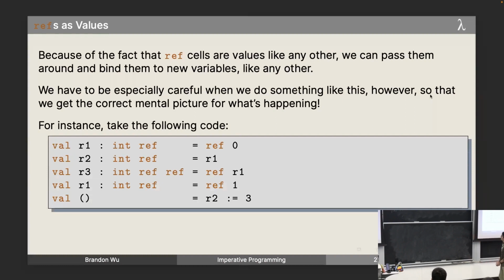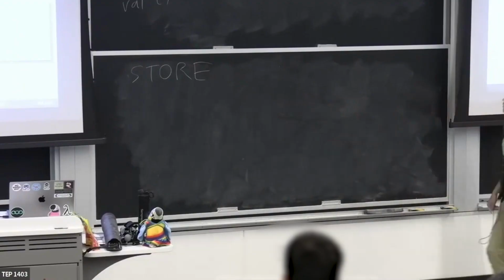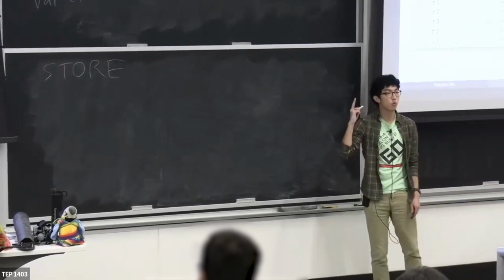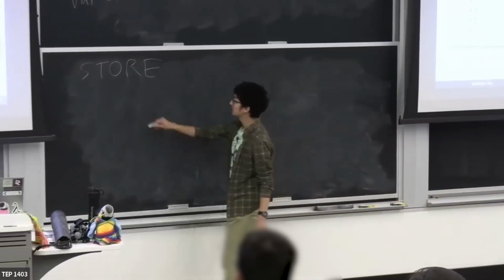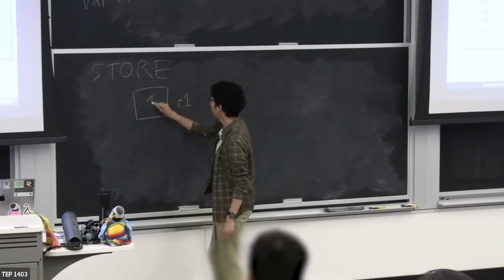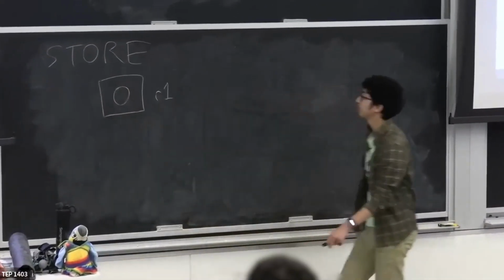Okay. Let's start from the beginning. And what I'm going to do is, as always, draw my store. Okay. First line, I say R1 is equal to ref of 0. So one call to ref, one box, right? So I get a box. And we're going to say this one is bound to R1, and it contains what? 0. It contains 0.